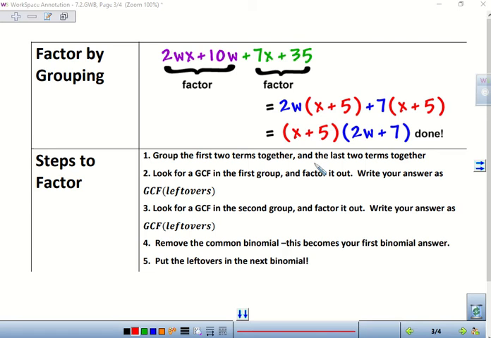Look for the GCF in the first group and factor it out and write your answer as the GCF. And then look for a GCF in the second group, factor it out, and write your answer as the GCF. Remove the common binomial. This becomes your first binomial answer. And then put the leftovers in the next binomial. So basically everything that goes outside of the parentheses is what you're going to be grouping together into the binomial.